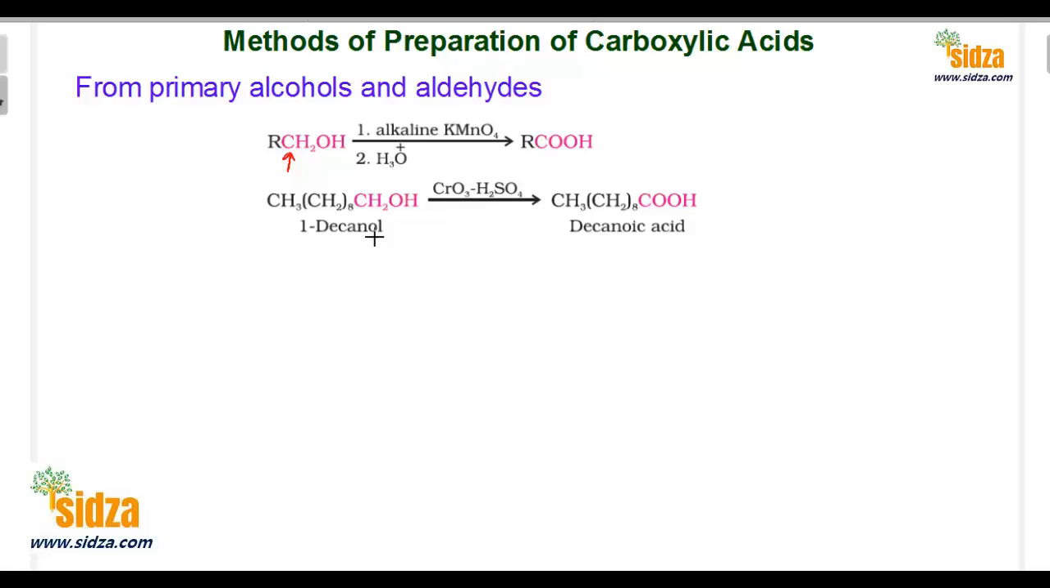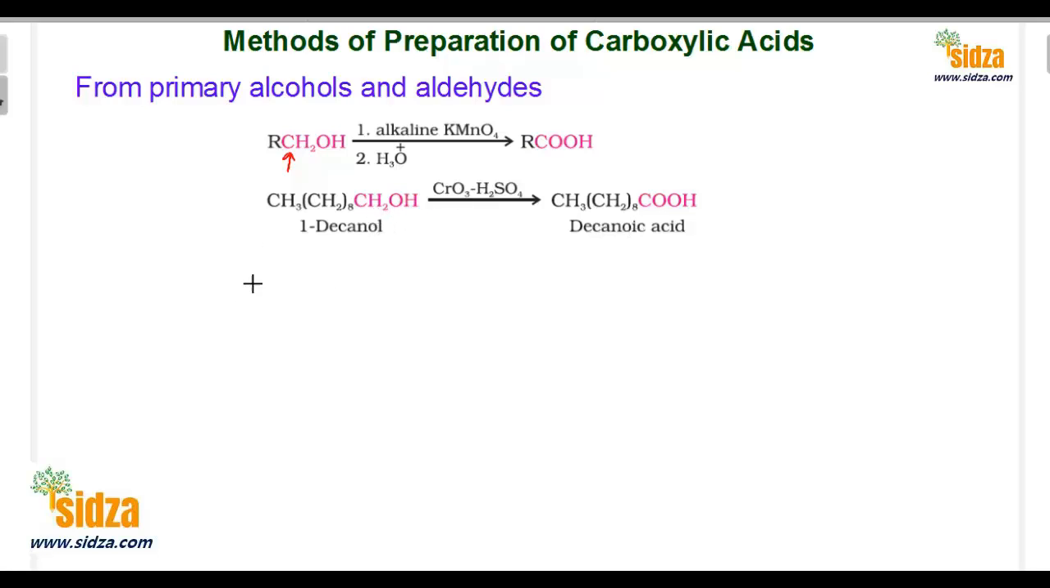So if you take an example here, this one is decanol. There are 8 CH2 groups here, and then the CH3, and then this is the CH2. This is one propanol. This is the primary alcohol here. If you oxidize it, it converts it into the COOH. And here we have chromium trioxide in acidic medium. We can use this also as an oxidizing agent. So different strong oxidizing agents we can use to convert alcohols into carboxylic acids.